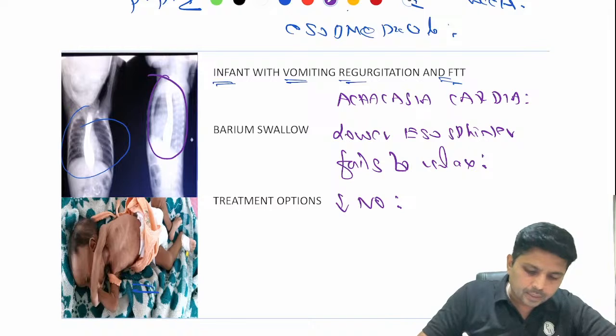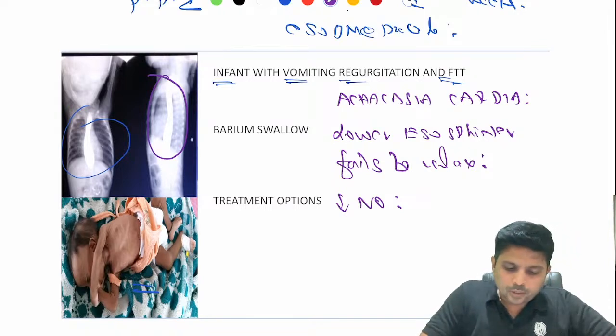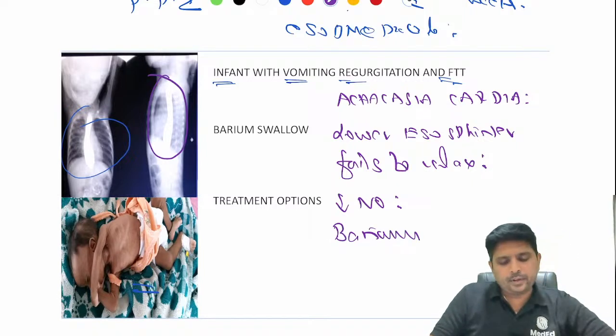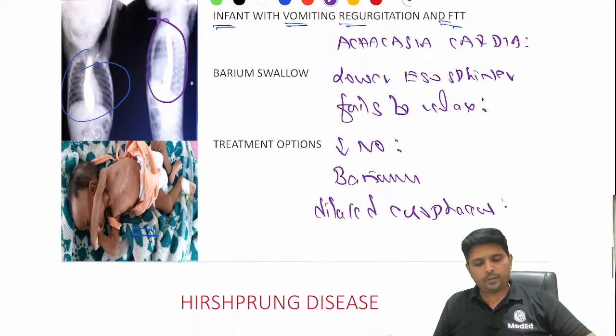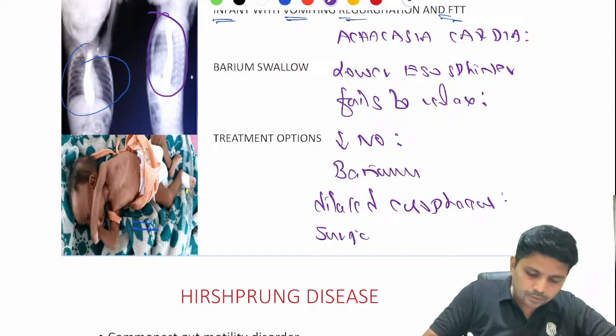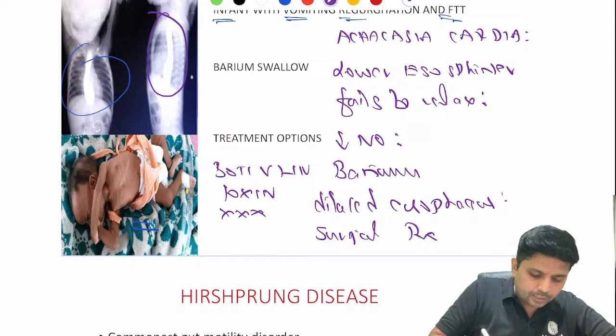Okay, the lower esophageal sphincter fails to relax because of this. So, what is the investigation? In barium swallow, you will have a dilated esophagus. Surgical treatment is available. In adults, people can use botulinum toxin. In pediatrics, it is not used that much.